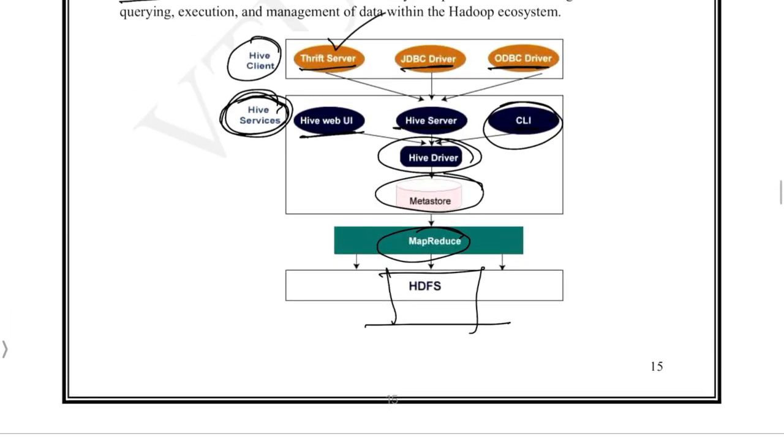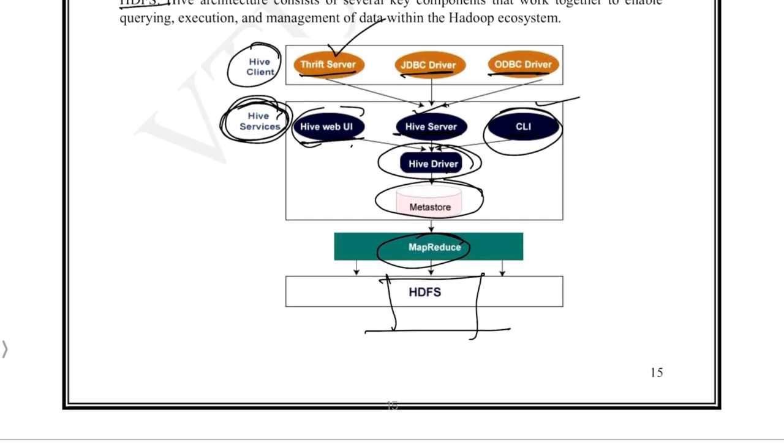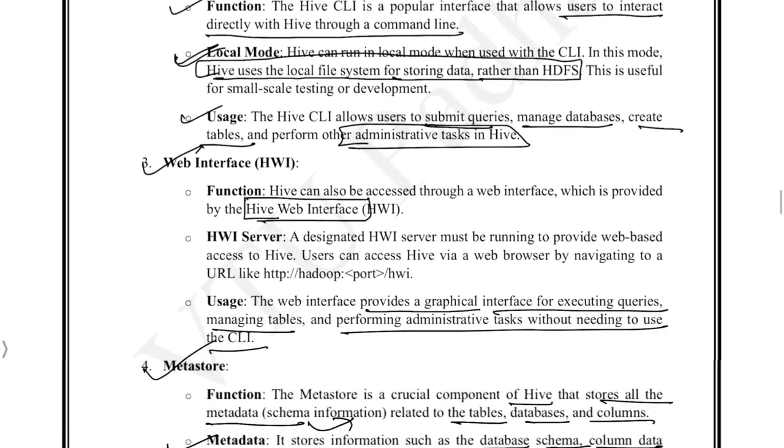So the Metastore mainly interacts with the Hive driver. The Hive driver again interacts with the UI, the server, as well as the CLI. The diagram, only if you draw it properly, can you explain in your own words. But still, some key points are very much important. You can't skip that. That's why I'm giving the detailed explanation.